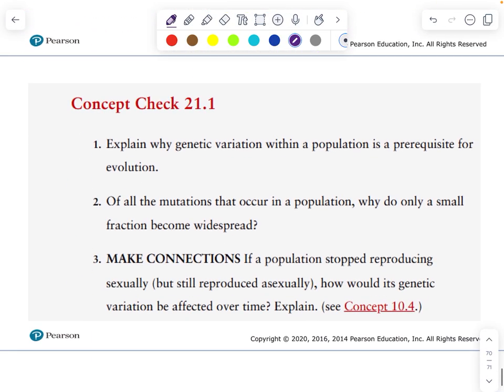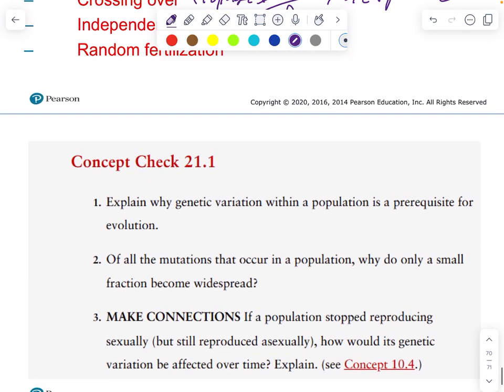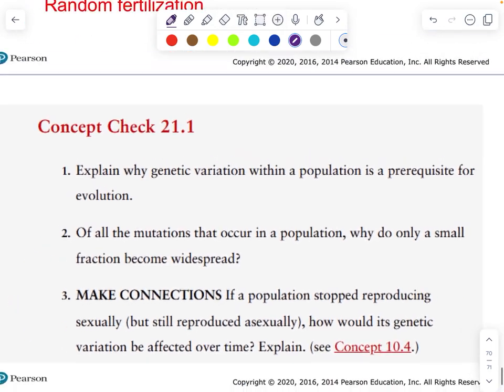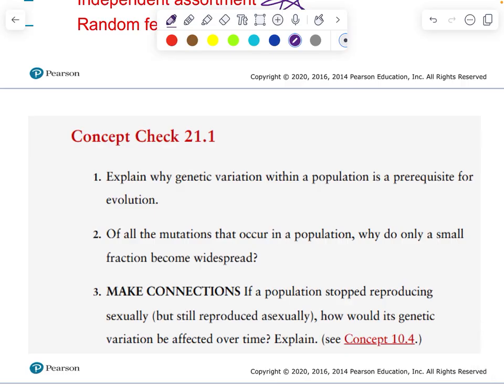And so here are some questions for this part 2 of lecture 3. Explain why genetic variation within a population is a prerequisite for evolution. Why is genetic variation necessary? Of all mutations that occur in a population, why do only a small fraction become widespread? And then finally, number 3, if a population stopped reproducing sexually, but still reproduced asexually, how would its genetic variation be affected over time? That's a great question, seeing if you understand multiple different concepts over the course of this year. So try your best on those.